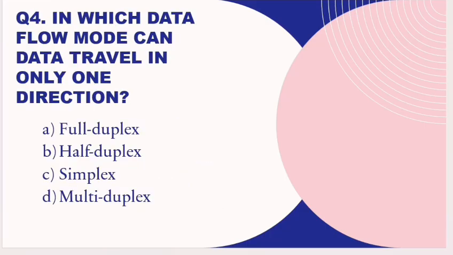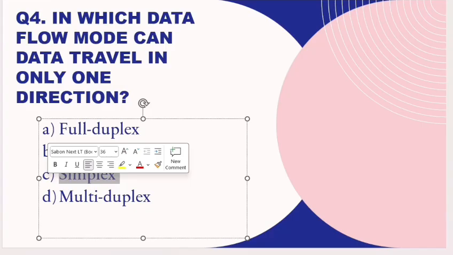Moving on to question number 4. In which data flow mode can data travel in only one direction? Option A full duplex, option B half duplex, option C simplex, option D multi duplex. I hope you all have guessed the answer. The right answer for this is option C, simplex.